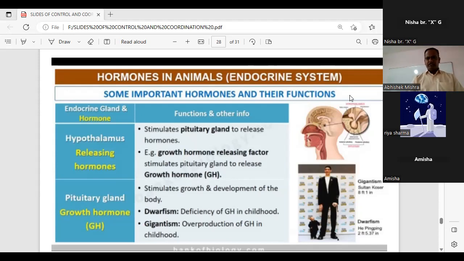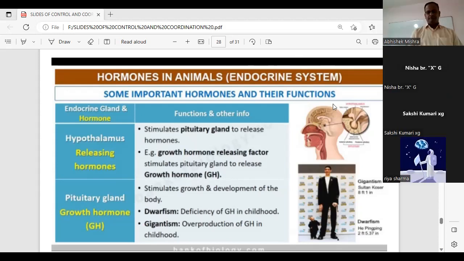Okay. Next question to Ria. Ria, unmute yourself. Yes, sir. Ria, what is the name of the hormone secreted from the pituitary gland? Growth hormone. And if the growth hormone is secreted in less quantity, which problem arises?